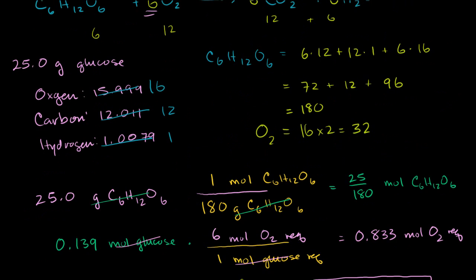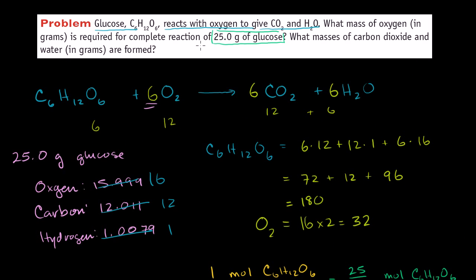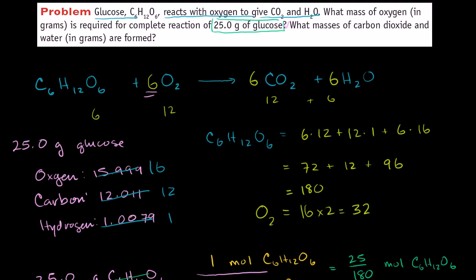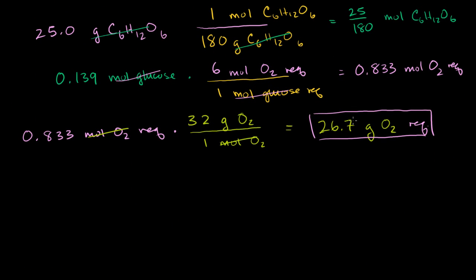If we go back to the problem, it asks what mass of oxygen is required for the complete reaction. We did that part, so we can write a little check there. But they also ask what masses of carbon dioxide and water are formed. So now we have to figure out carbon dioxide and water. And so we go back here. We know we have 0.139 moles of glucose. We figured that out in the first part. 0.139 moles of glucose.